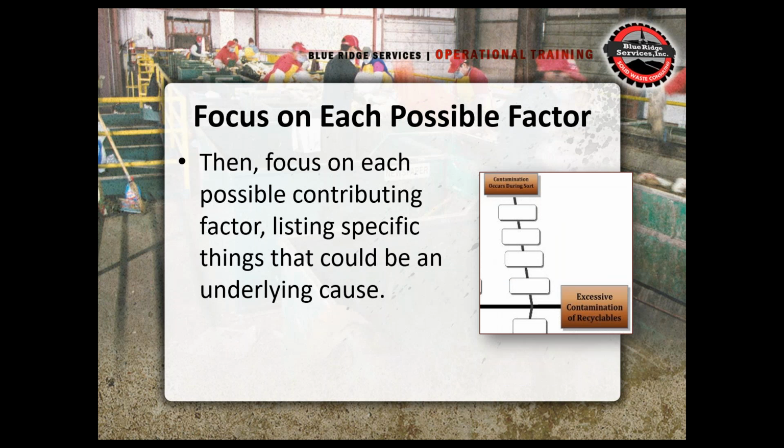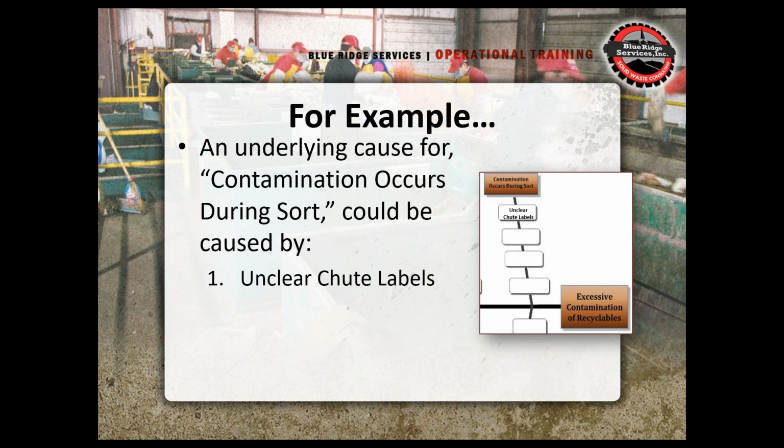And so here's an example. I've kind of zoomed in to see the main goal or the main problem, excessive contamination of recyclables. And one of our potential contributors, contamination occurs during the sort. And we might say, okay, how can that happen? What's happening at the MRF that may be causing us to get some contamination? And so we might say, hey, maybe we don't have clear labels on the chutes. And so different people come in different shifts. They move to different stations on the pick line, and they're pulling a certain type of commodity, and they could be dropping it down the wrong chute. Maybe they don't know where it's supposed to go, or maybe they've got a bunch of barrels beside them for different things, and they're not tracking that effectively.